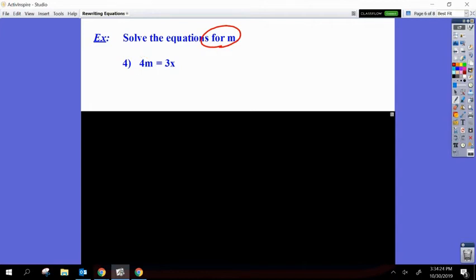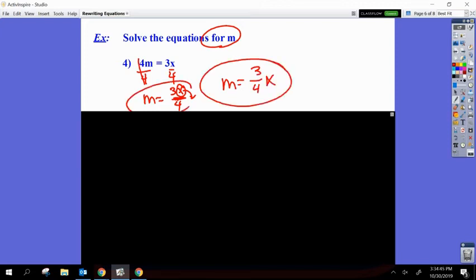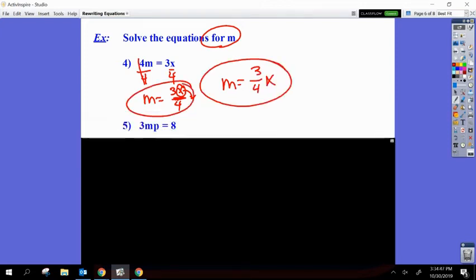This one contains my variable, so I divide by 4, and I divide by 4, and I'm done. m equals 3x over 4. Just as a reminder, and if you weren't getting this before, maybe this will help: if the variable is on top, it can move to the side. It's equivalent. So m is really equal to 3/4 x on the side. That's a little bit better, but if you left it as this, that would also be acceptable.